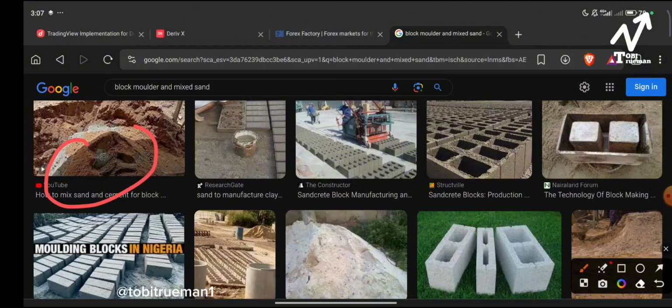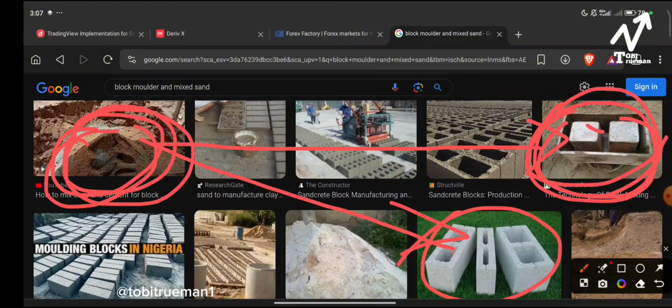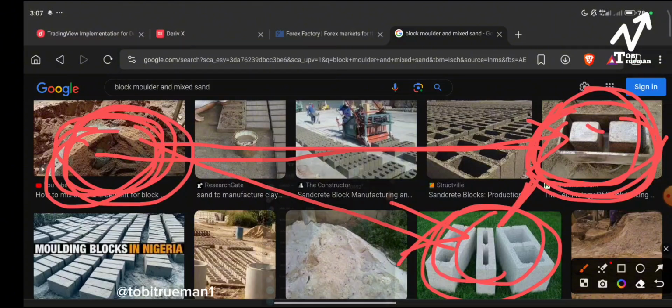You cannot just have this sand and automatically have a building block. No, you need to pass through a process. And what is the process? The process is through this structure here, this building block model. When you have these sands that have been mixed together, everything is now ready, you pass it through this block model. At the end, the result is going to give you this block. Hope you are getting it.